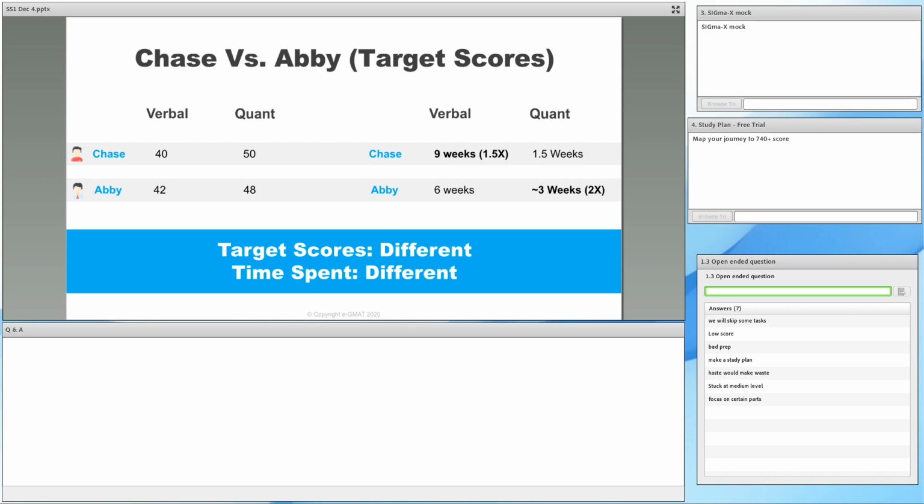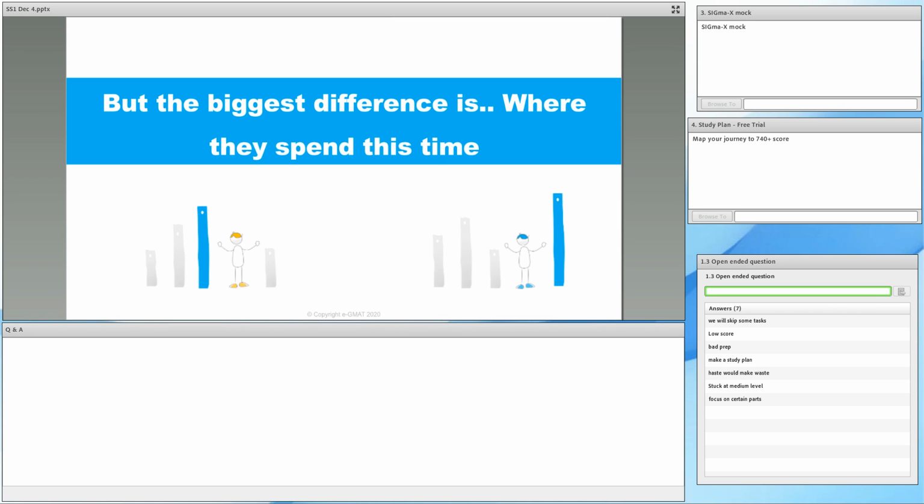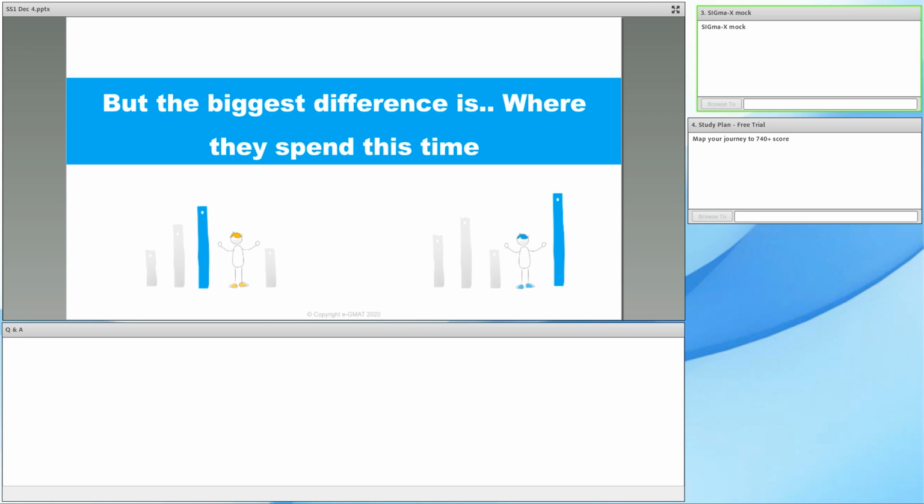But that's not the biggest difference. Okay. The biggest difference is, what do they learn? Where do they spend their time? I have a few students who asked me, what are good mock tests? Where can I get hard practice questions? One thing you've got to recognize is, just practicing will not help you get to the target score. The GMAT is a very different beast than your school exams.